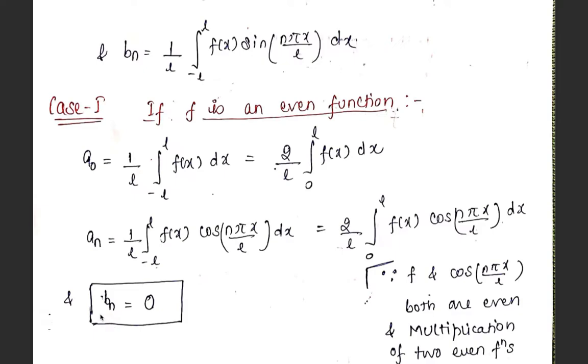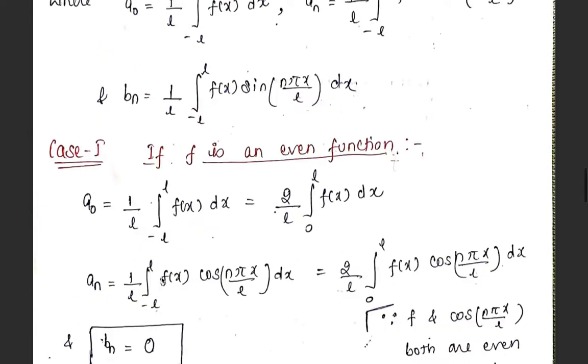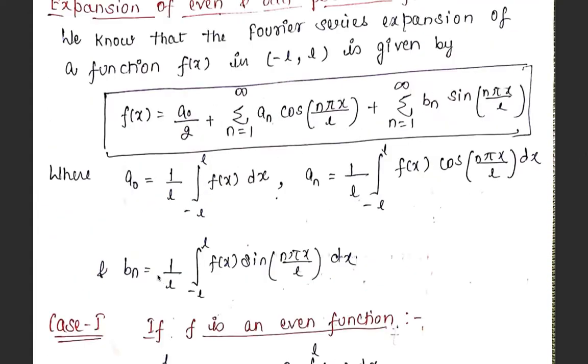So every time you are not required to obtain a0, an and bn. First you see if you have an even function, then clearly bn will be 0. You are not required to compute this quantity. So the Fourier series will be having terms up to an only.